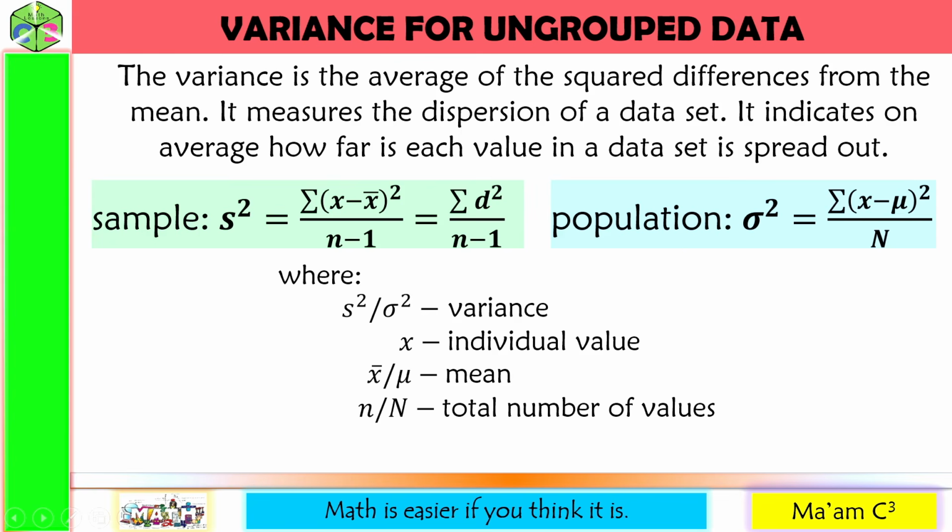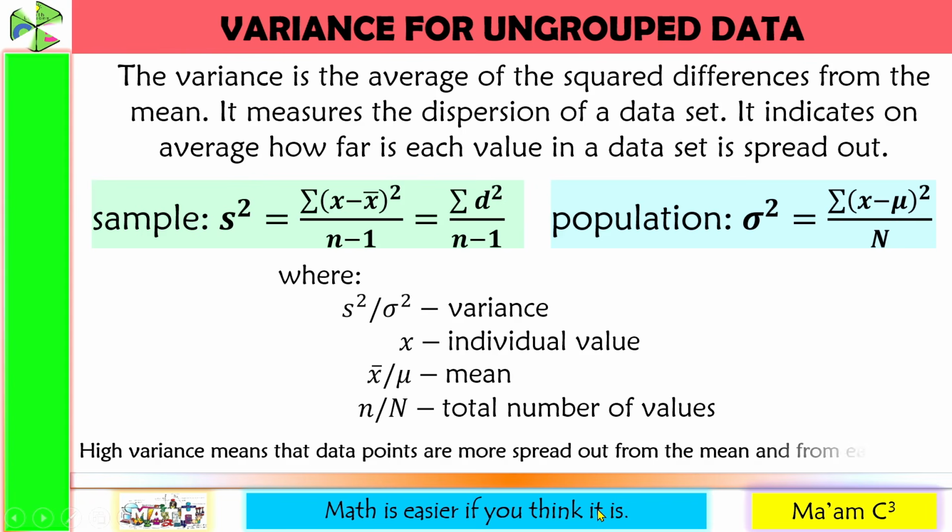How do we interpret variance? High variance means that data points are more spread out from the mean and from each other.